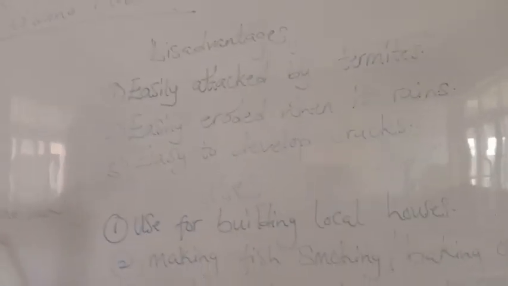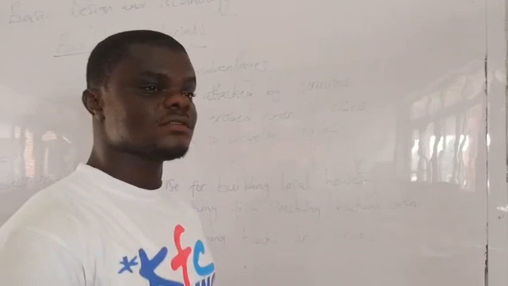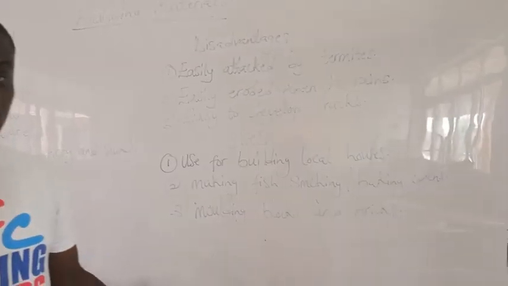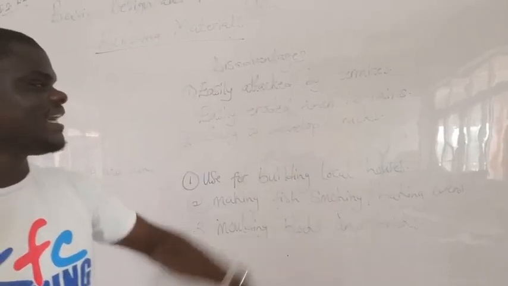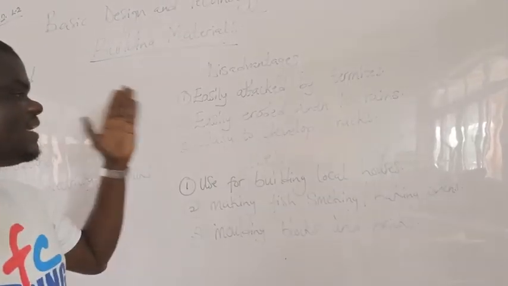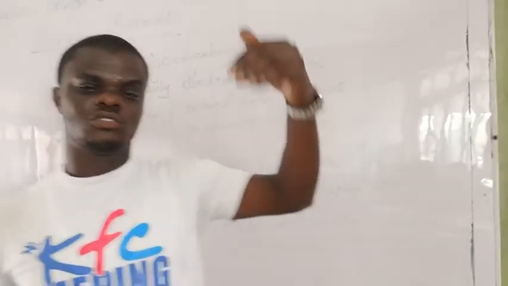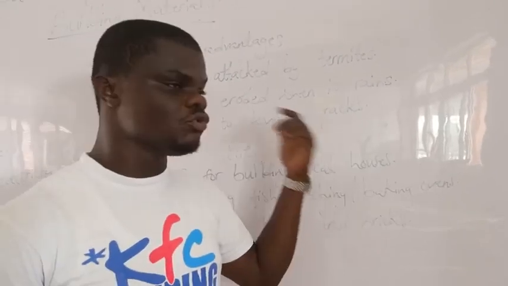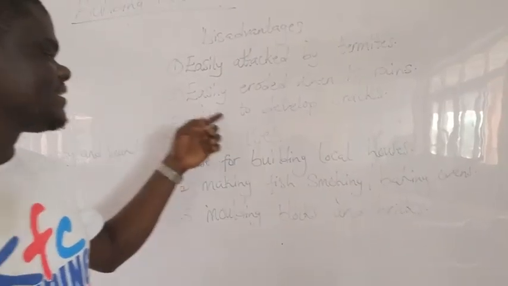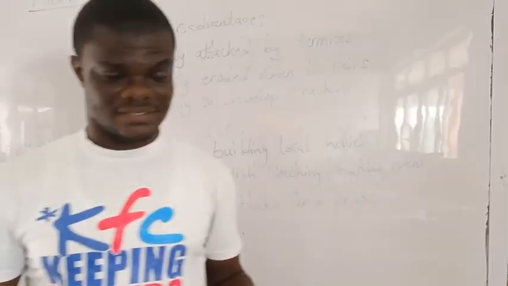Laterite is easily attacked by termites, because before you get the laterite, it is mostly the home of those smaller insects, so they easily attack it. It easily erodes when it rains. When it rains, you see that the mud houses will be washing away gradually. It's also easy for laterite to develop cracks.